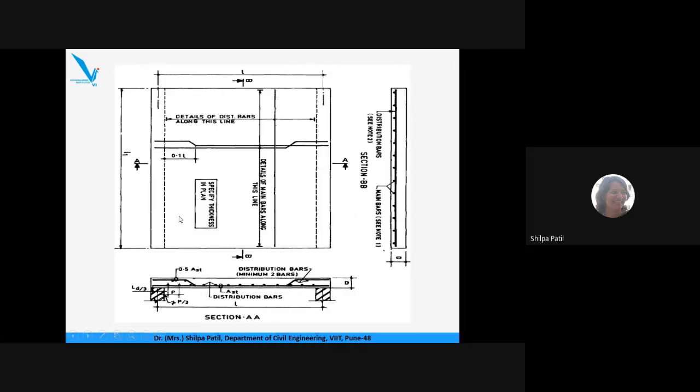The distance of bending is already given in the plan, 0.1 L, and the 50% bars are bent, so it is written as 0.5 AST in the top zone. Okay, now how much the bar is to be extended beyond the center line is normally given by the LD. So LD is this much distance beyond the center line. So these details are there along the section AA.